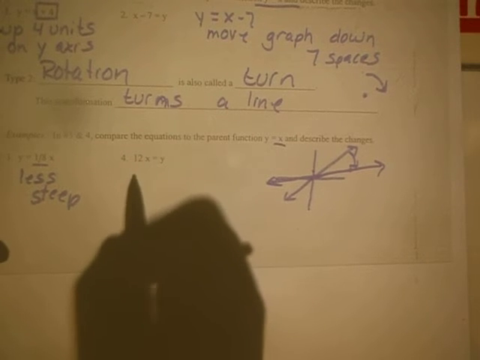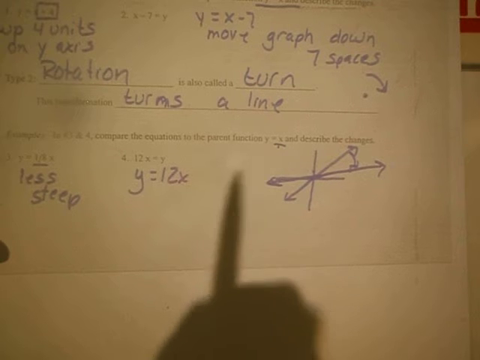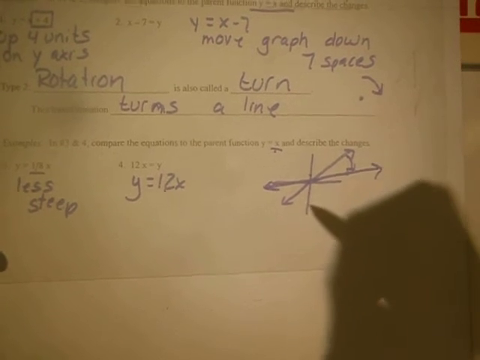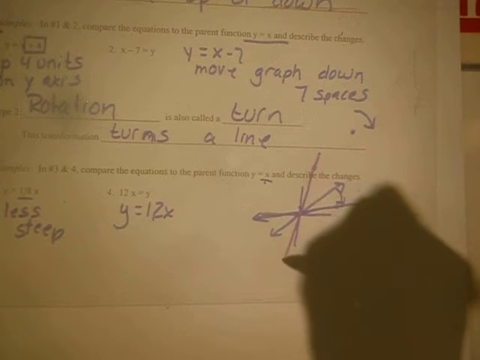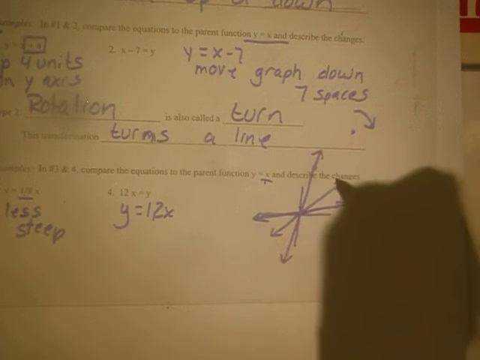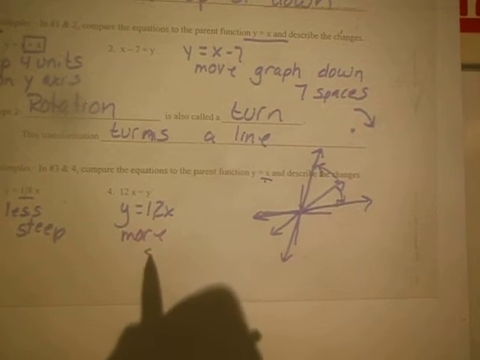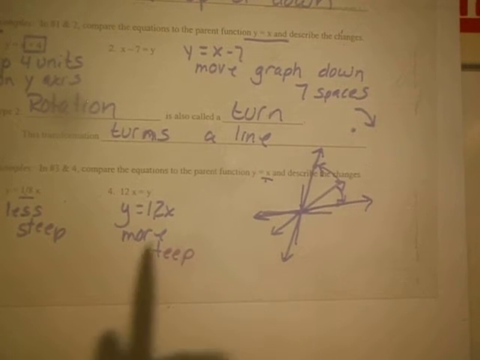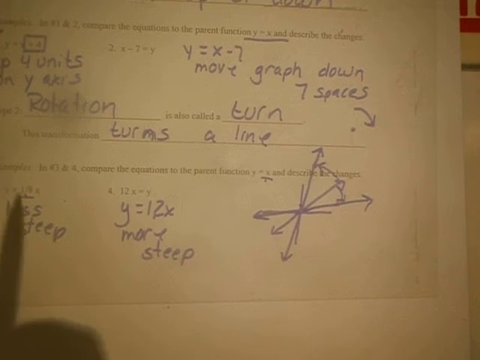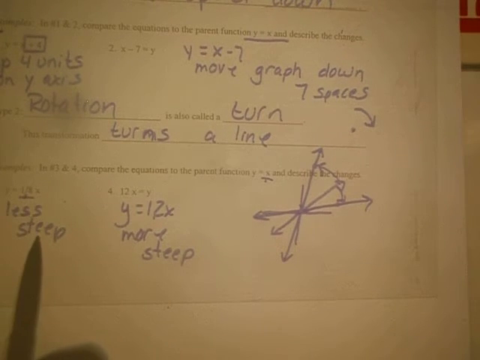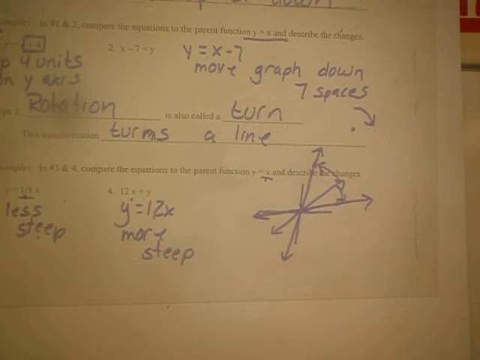Number 4 then, I'm going to rewrite this as y equals 12x. We started out with x and moved it to 12. And that line would be something like this. You can see the rotation right there. So that line became more steep. As the number in front of the x becomes smaller, it becomes less steep. As the number in front of the x gets bigger, it becomes more steep.